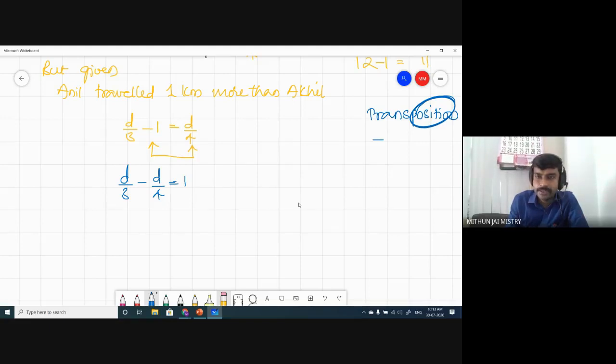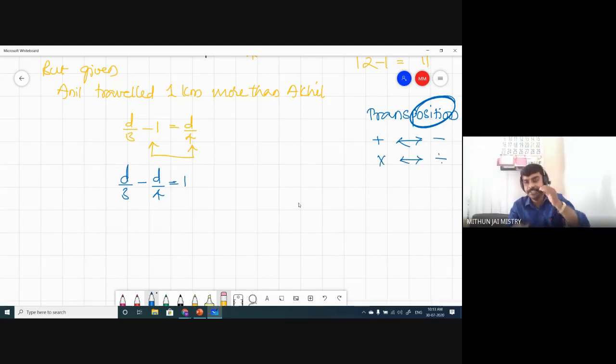Is it Rushika or who asked the doubt? Rishika. Okay. So when we do transposition, plus will change as minus, and minus will change as plus. Multiplication will change as division, and division will change as multiplication. These are the rules.